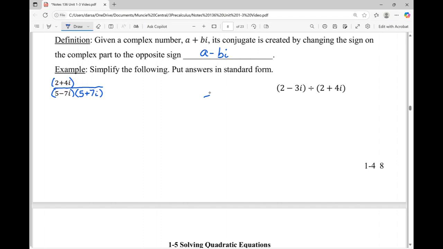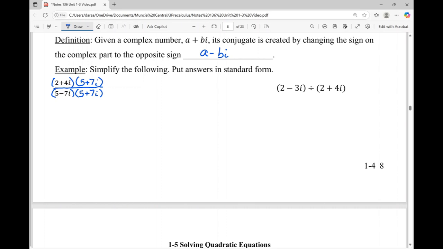So if I'm going to multiply the bottom of this complex number by 5 plus 7i, then I have to multiply the top of this fraction by the same complex number, 5 plus 7i. Notice this is not 2 minus 4i. It's not the conjugate of the top. It has to be exactly the same thing as the bottom. Exactly the same. So take the bottom, find its conjugate, multiply the bottom of the fraction by that conjugate, and whatever I do to the bottom, I have to multiply by exactly the same thing on the top.